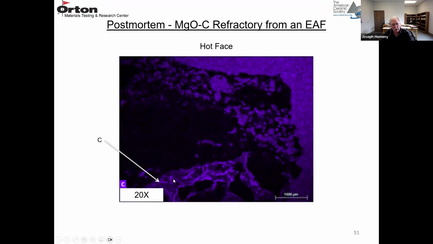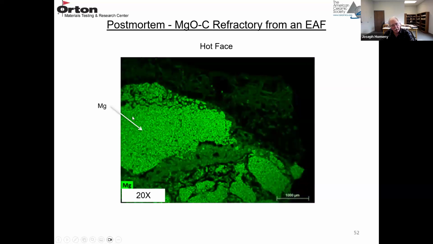So if you look at the carbon content at the hot phase, here's your residual refractory that's still intact. You can see the flake graphite. All of this is an artifact from the resin that's used to make the polish section. So this is not part of the refractory. It's just the resin that we use to make the polish section. It's penetrated the pores of the slag. It holds the material together so we can polish it.